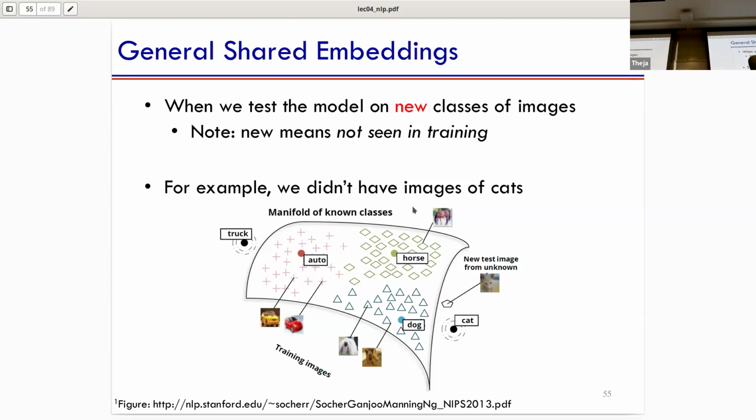Then you will see that for words for which there are no corresponding images, or images for which there is no corresponding word, they will be appropriately positioned such that you can actually get a label for those. If it's images, you can get a word label. If it's a word, you can get close-by images and so on. So it's just joint embedding.